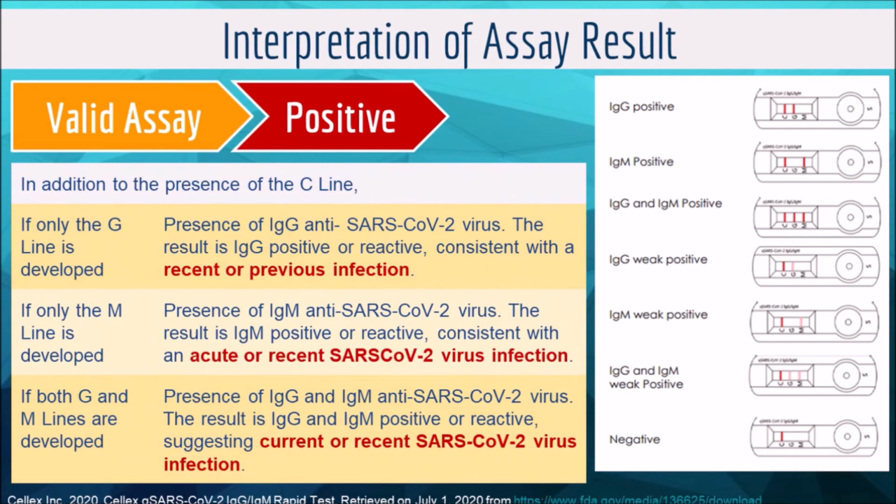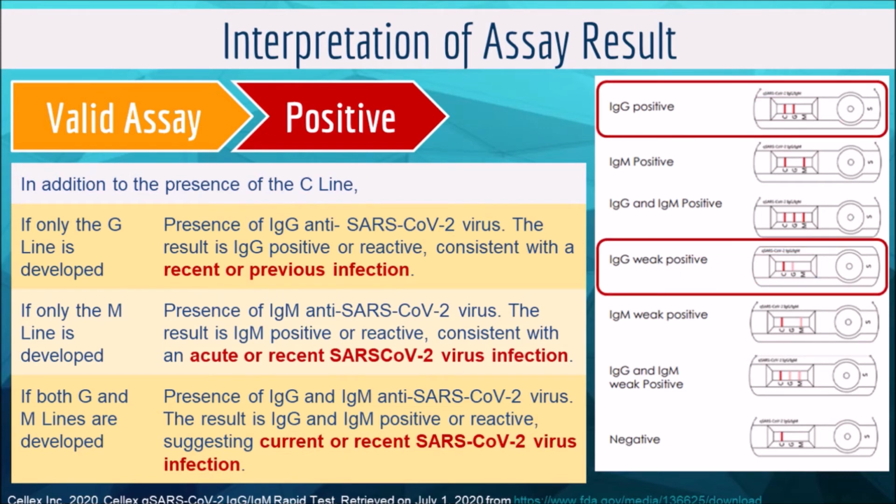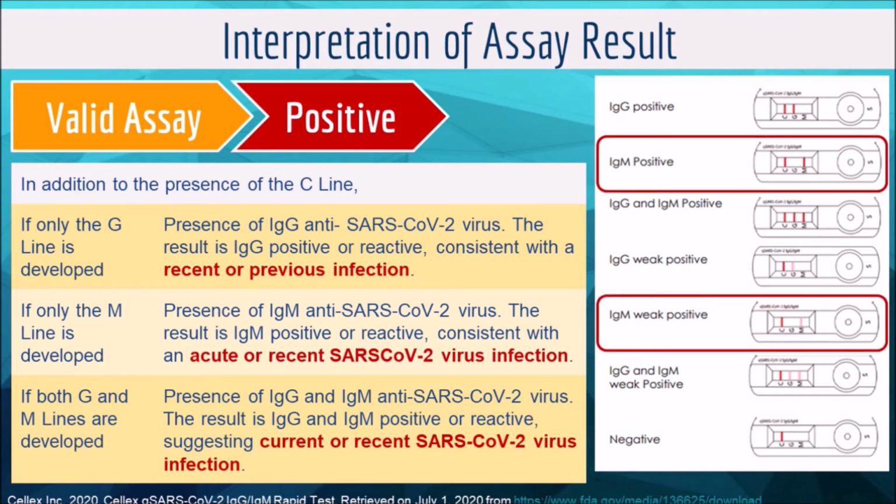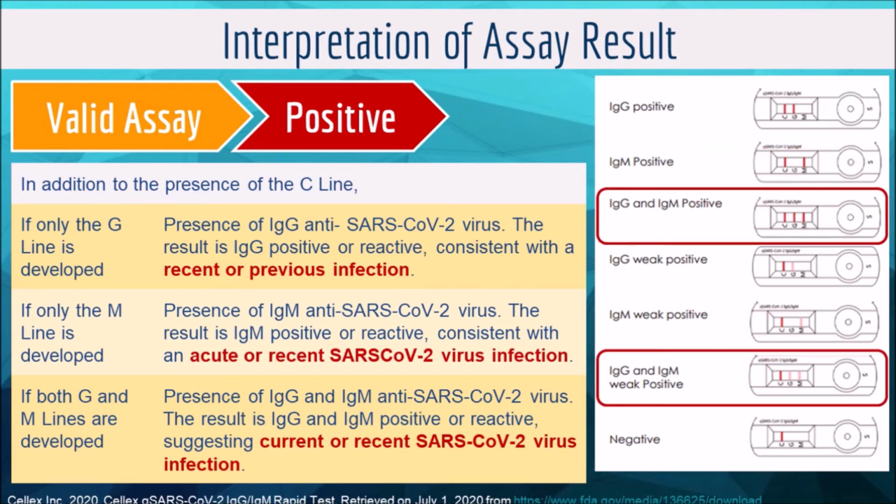For a positive valid assay, in addition to the presence of the C line, if only the G line is seen, then the result will be IgG positive, showing a recent or previous infection. But if only the M line is developed, the result will be IgM positive, and this is an acute or recent virus infection. And if both lines are seen, then the result is IgG and IgM positive or reactive, and this is a current or recent virus infection.